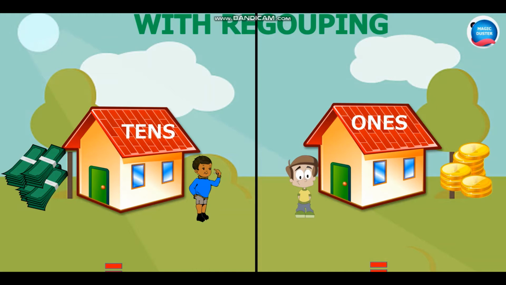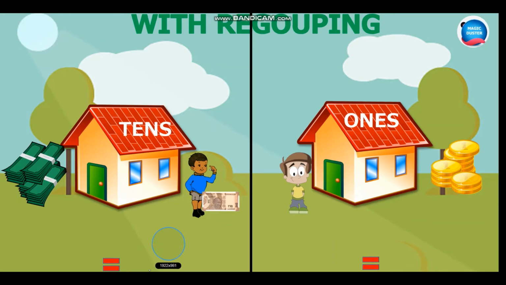So one day, our ones needed to buy something for 7 rupees, but he didn't have 7 rupees. He had only 6 coins. He still needed 1 coin. For that he asked help from the next neighbor. Who's that? Tens. And tens has 10 rupee notes. So he gave one 10 rupee note to the ones.